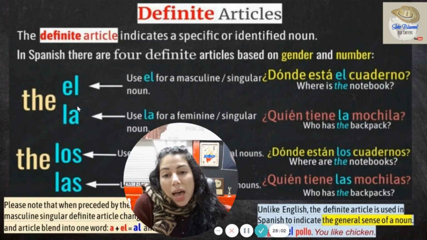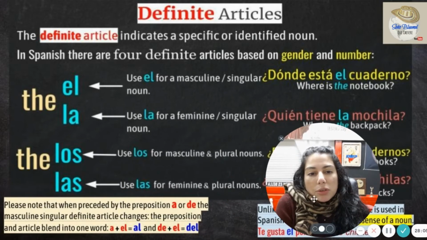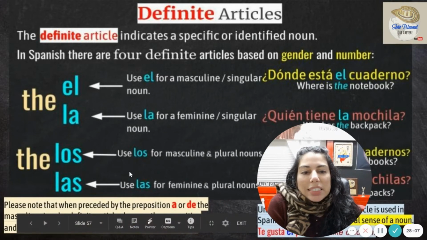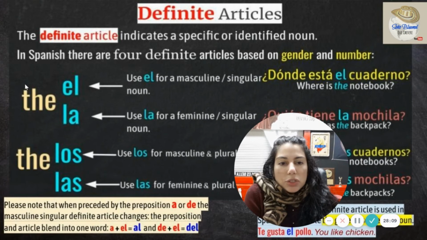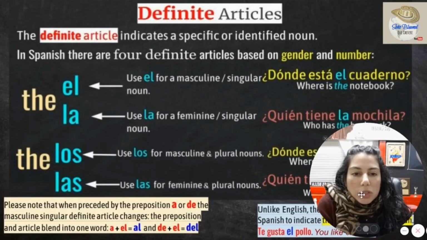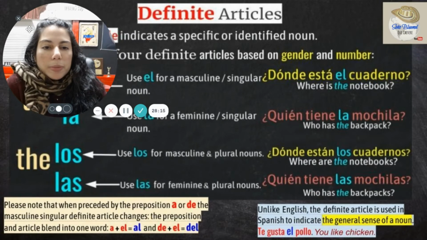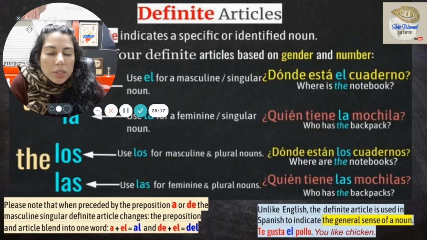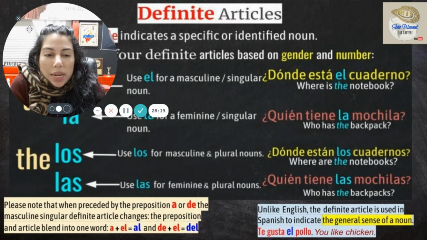And then use la for a feminine singular noun. So if you say ¿Quién tiene la mochila? Right? So who has the backpack? So again, you would use la if you're referring to a noun that is feminine. So la mochila is the backpack, and you would say la.